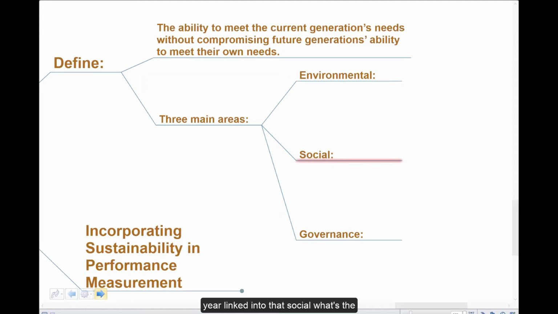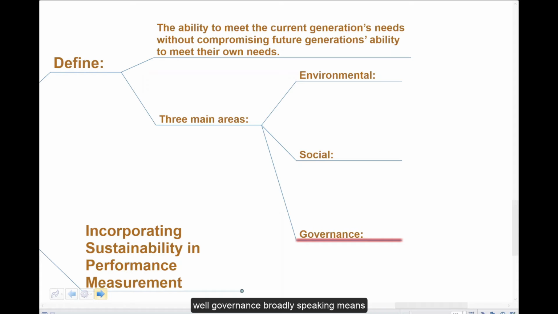Linked into that, social. What's the impact of this business, our operations, our factories on local communities? Are we affecting them? Are we helping them? Are we inputting into local communities, or aren't we? Outside of that, certainly governance. And again, here's an area that's important to you in terms of your studies going forward.